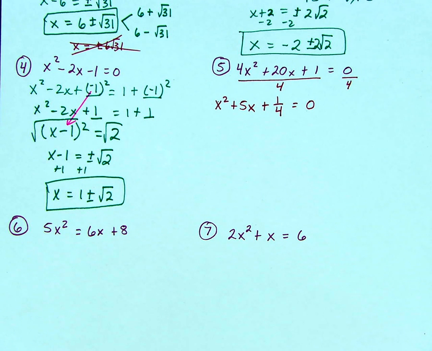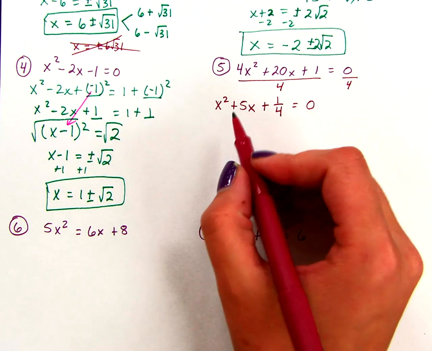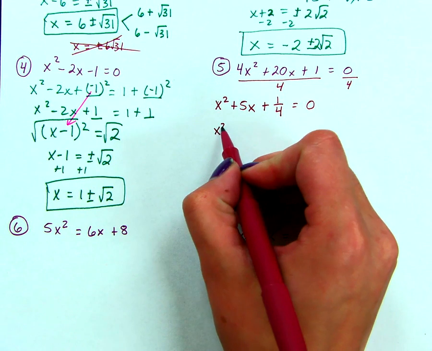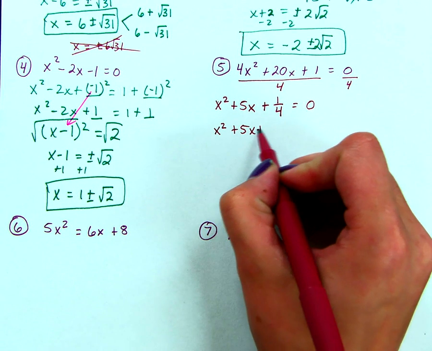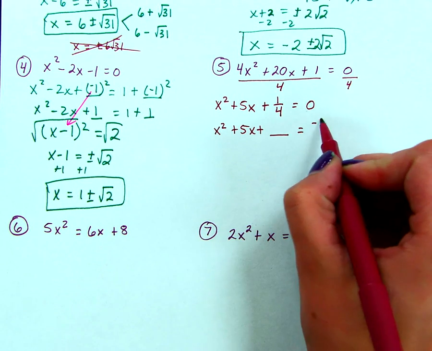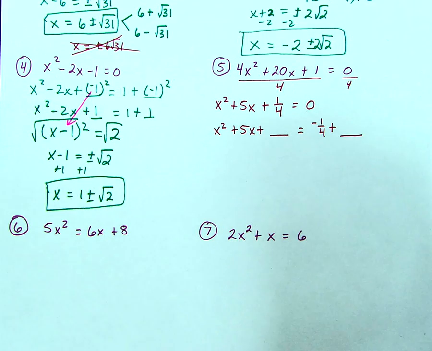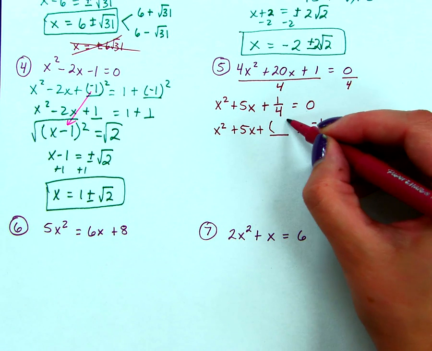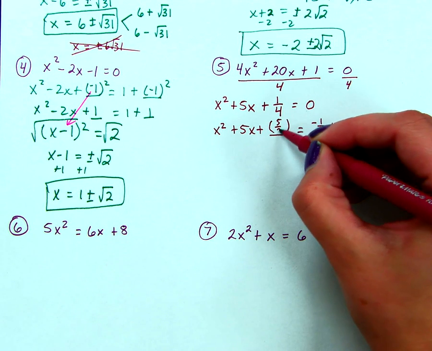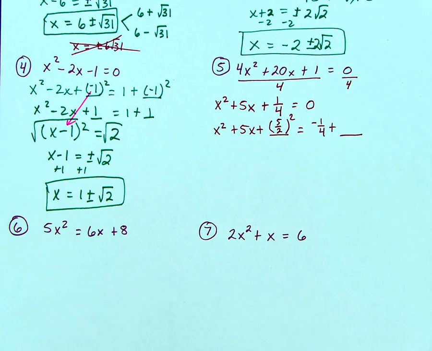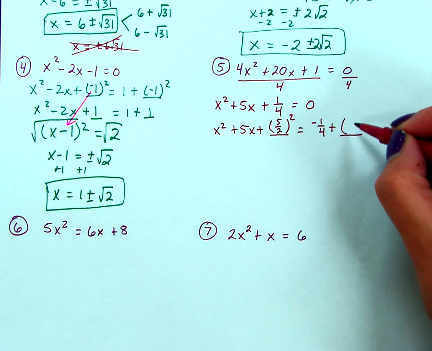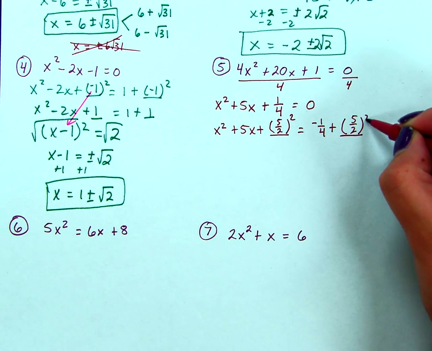Now we're going to complete the square the same way that we've always done it. So I'm going to move my constant over and leave room to complete the square. Now we have x squared plus 5x plus, and I'm going to leave a space, equals negative 1/4. And we're going to add that same number to this side. Again, it is the middle term divided by 2, and then we would square it. Same thing on this side: the middle term divided by 2 squared.